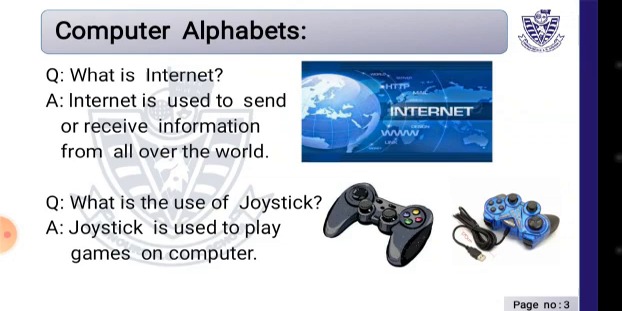The next question is, what is the use of joystick? Students, this is a picture of a joystick. These are the pictures of joystick. Joystick is used to play games on computer.